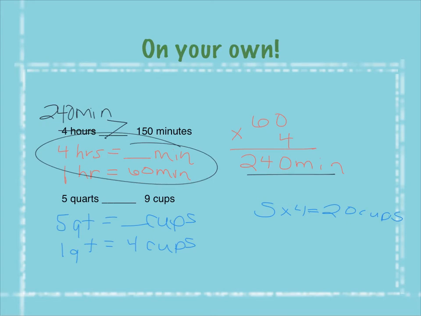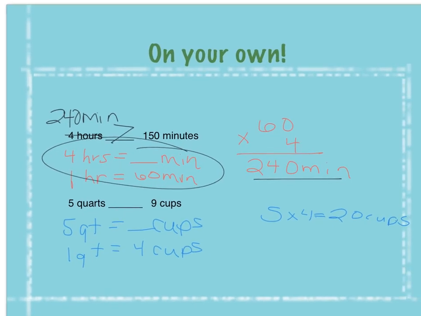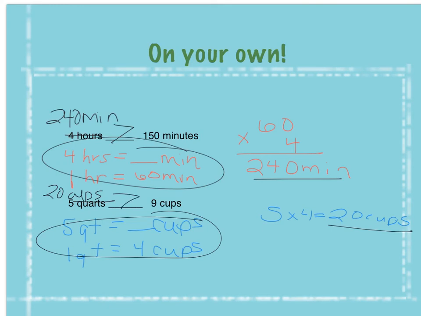All right, down to the next one, 5 quarts and 9 cups. So I converted these 5 quarts into cups. I figured out that 4 cups is 1 quart. So 5 times 4 gave me 20 cups. So 5 quarts is actually 20 cups. 20 cups is greater than 9 cups, so then I will put in my greater than symbol.